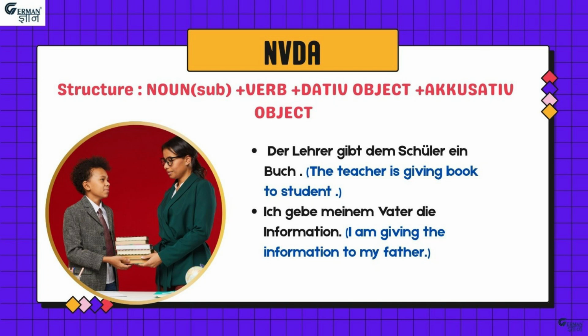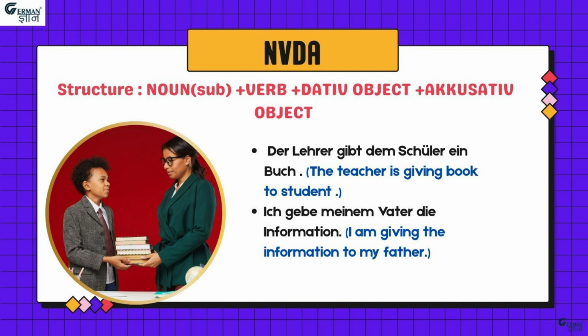So first example is, "der Lehrer gibt dem Schüler ein Buch", means the teacher is giving the book to the student. So here the book is the direct object and the student is the indirect object. So we have used NVDA, and according to NVDA, first comes the indirect object, that is "dem Schüler", and then the direct object, which is "ein Buch".